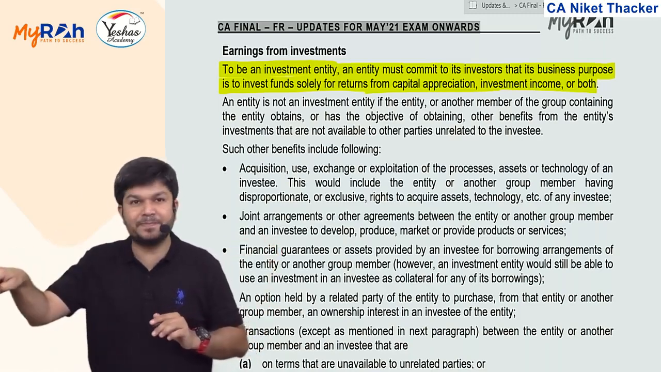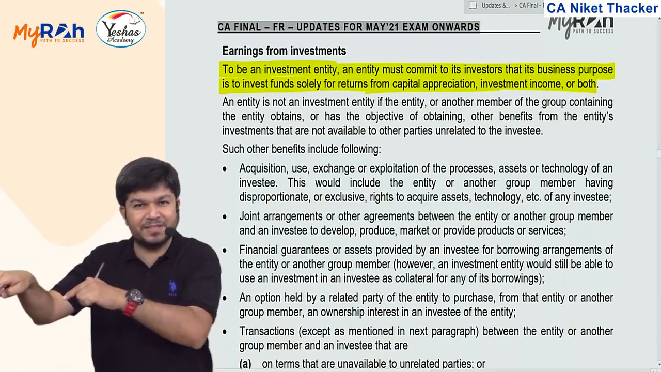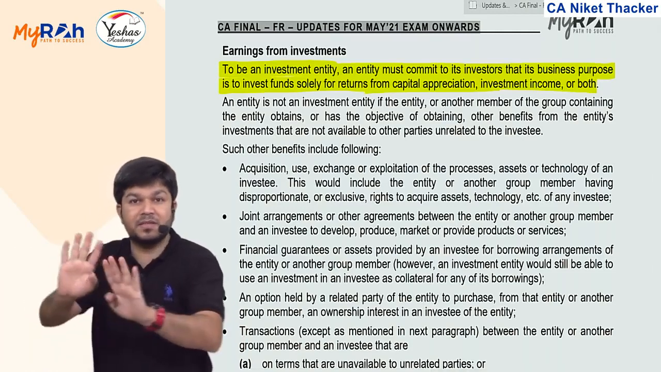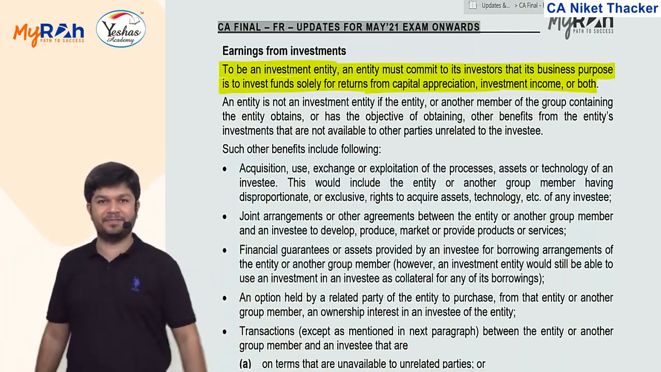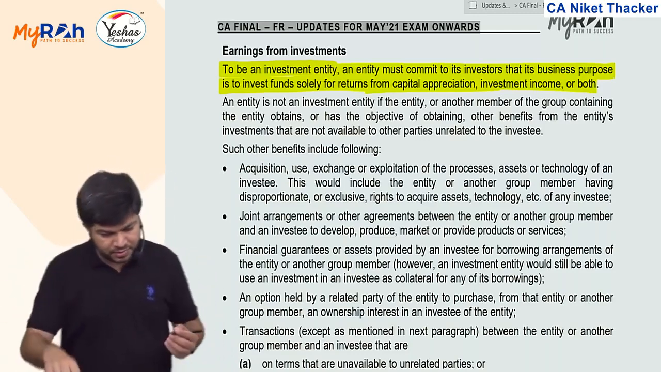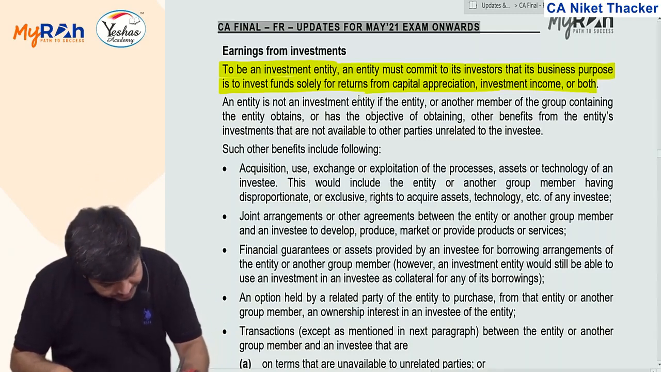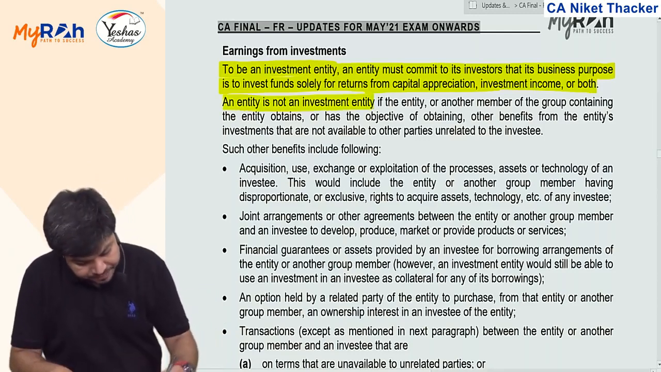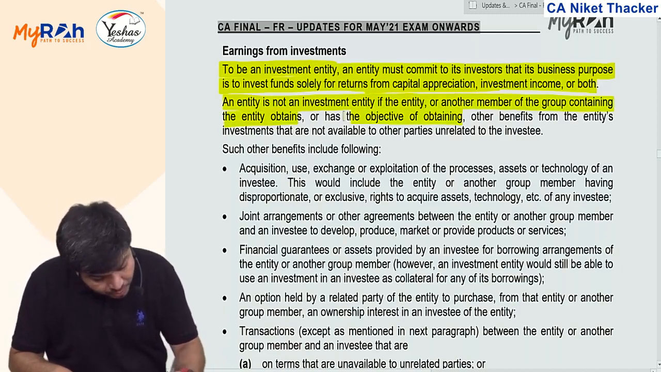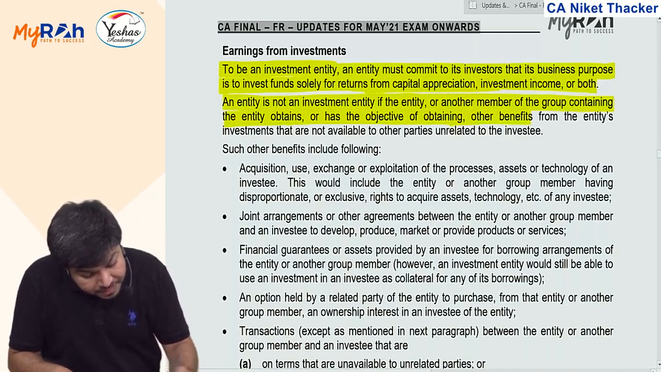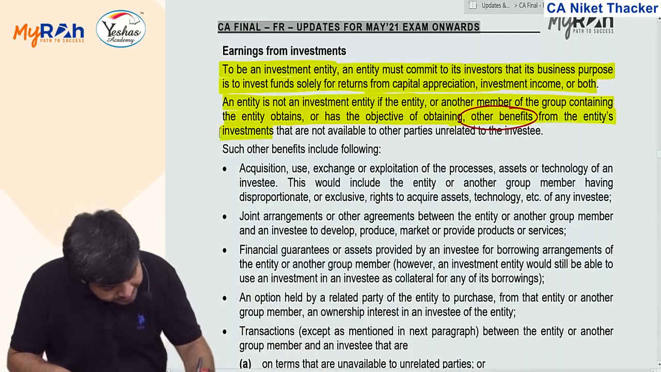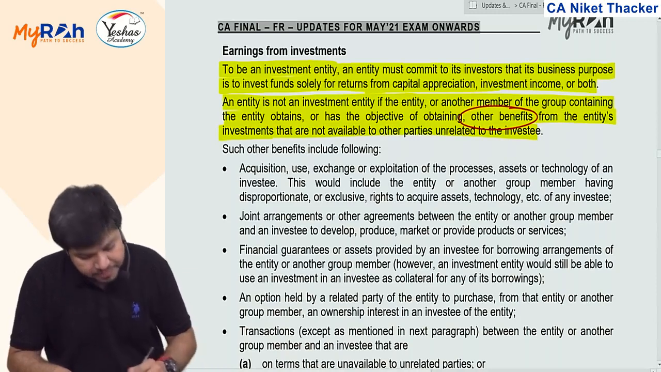There is one company which has a patent and we are interested in that patent and that's why we invest. Then that's not an investment entity, because the purpose is to get the patent. That's not allowed. An entity is not an investment entity if the entity or a group member containing the entity has the objective of obtaining other benefits from the entity's investment that are not available to unrelated parties.